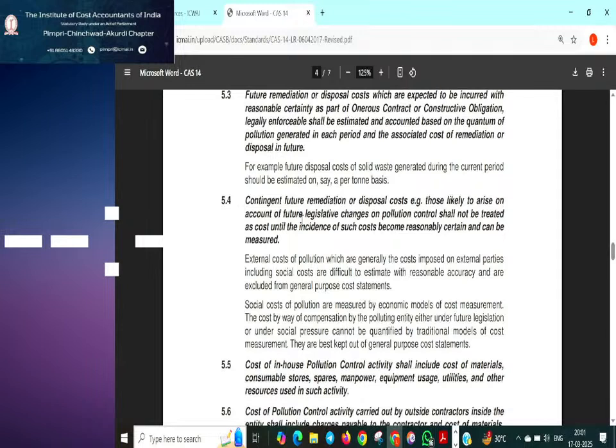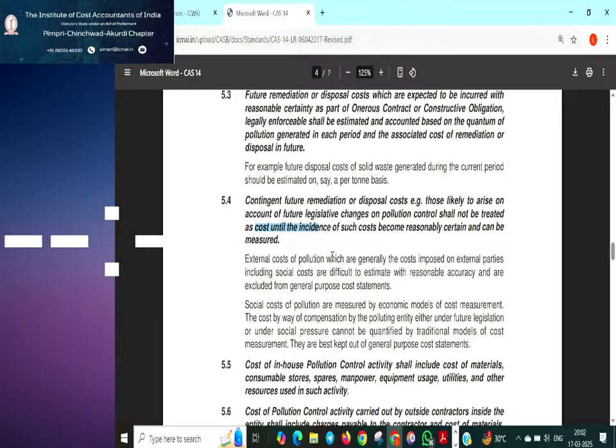This is contingent. So sometimes there is some legislative procedure going on, or there will be levies that will be charged on a particular company and all these things. So in that case, it is contingent. It may or may not arise. Okay, but still, it shall not be treated as cost unless and until you incur that particular cost.